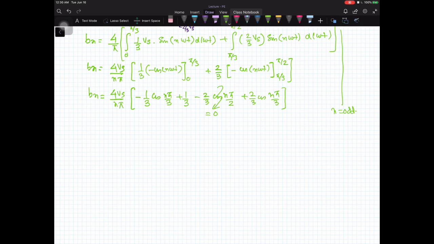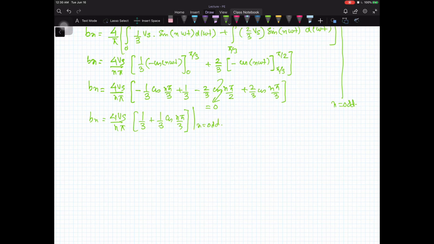Okay, so in this expression, if I simplify this one further, 4Vs by n pi, I can write it as 1 by 3 plus 1 by 3 into cos of n pi by 3, where n is odd. Now if you take n equal to 3, 9, and the multiples of 3, 6 is absent because that's an even number, so that is not valid.